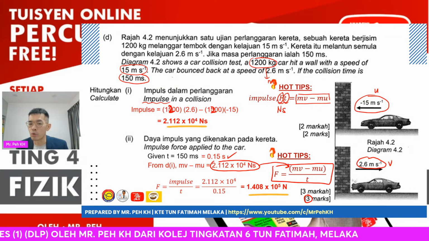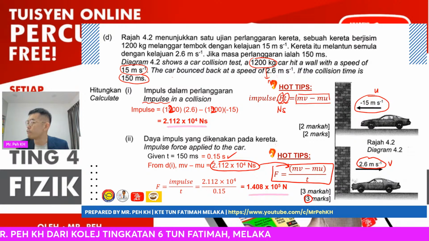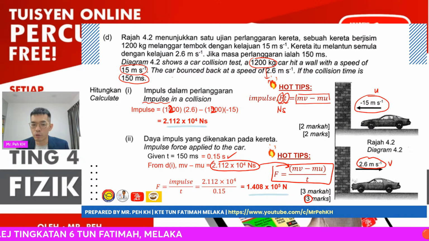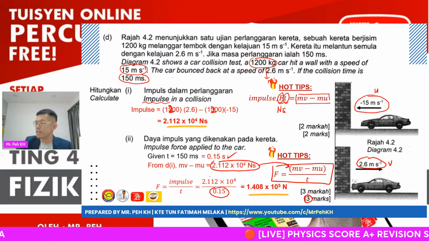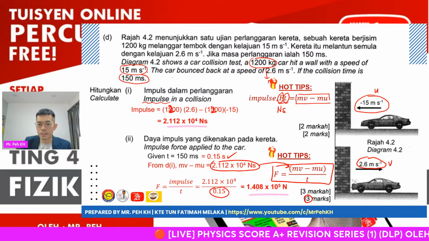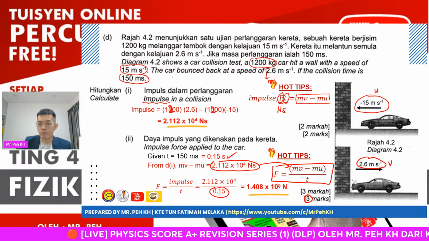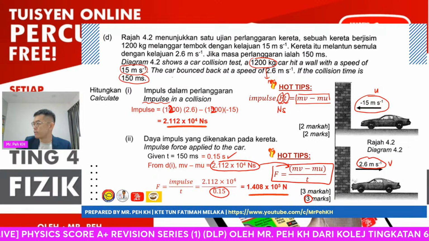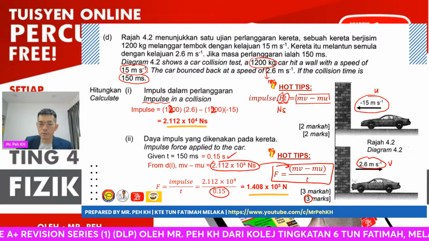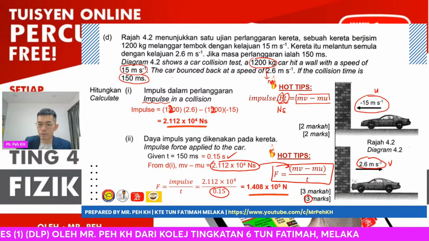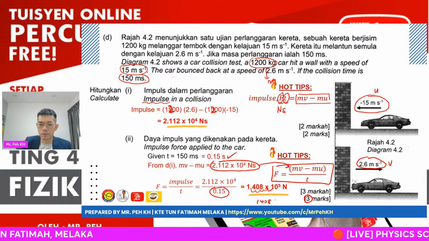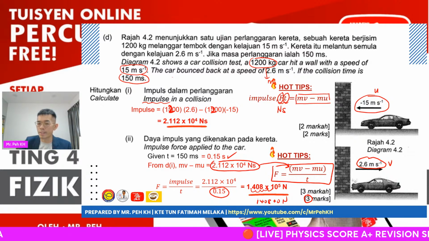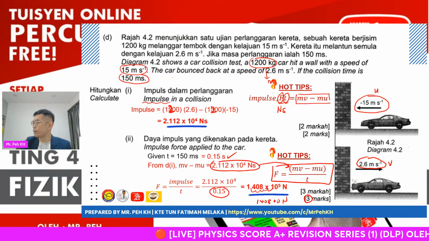Jiaying, I think you forgot to change the 150 millisecond to second already. So make sure you change your time in second so that you can get your answer. 1.408 times 10 power 5 Newton. You can remain your answer not in standard form. There will be 1, 2, 3, 4, 5 digits; Newton is also accepted.